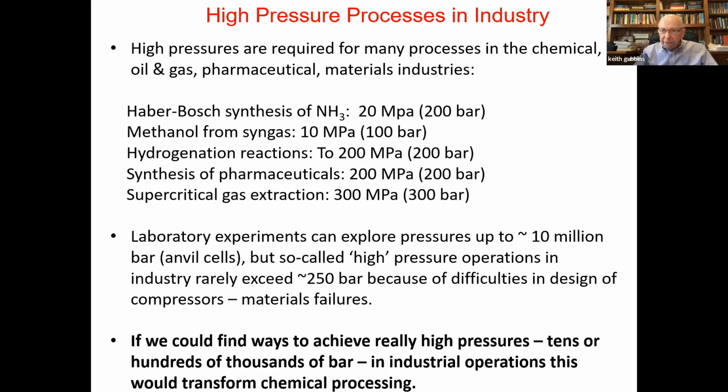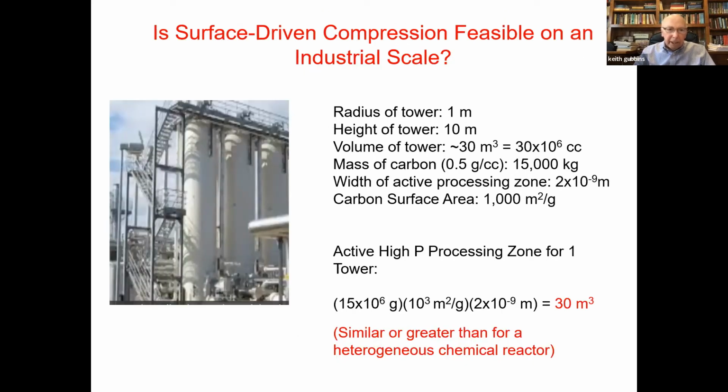But if you just do a quick rough calculation, which is done in the next slide. Suppose we had a tower like we have for heterogeneous chemical reactions, and we pack it with carbons, which have a very high surface area. Suppose we have a tower of these dimensions, which means that the volume would be about 30 cubic meters. I'm assuming that the active processing zone might be 2 nanometers. If you think back to the simulation of the pore of 15 sigma diameter, there were high pressures up to about 2 nanometers away from the wall, and even further away, the pressures were still hundreds of bars or even 1,000 bars.